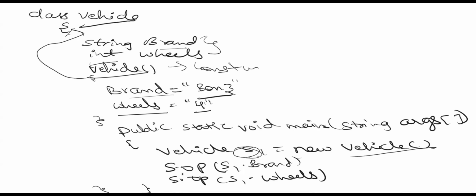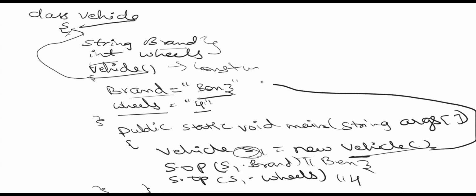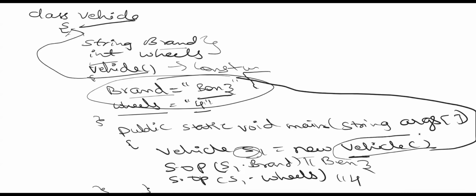Okay, and next System.out.println s1.brand and s1.wheels. So then it prints here Benz and here 4. Okay, so this is a use of constructor. Whenever we have created an object, first it goes and checks for the constructor, whether the constructor is present in the code or not. Then first it executes the constructor, and later it executes the remaining. Okay, so this is one of the most important uses of the constructor.